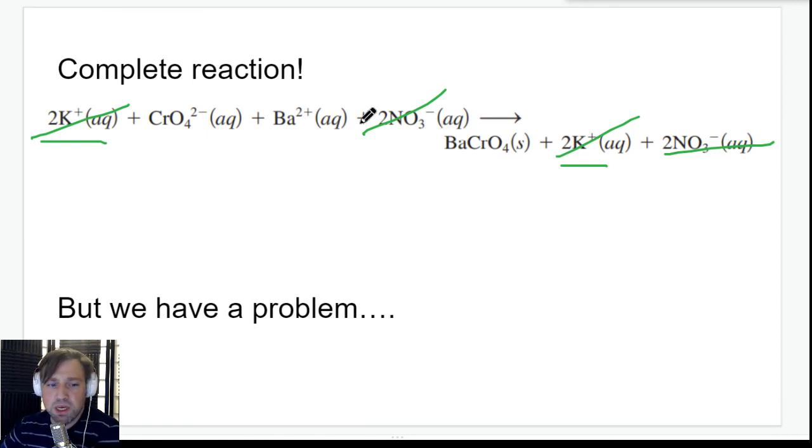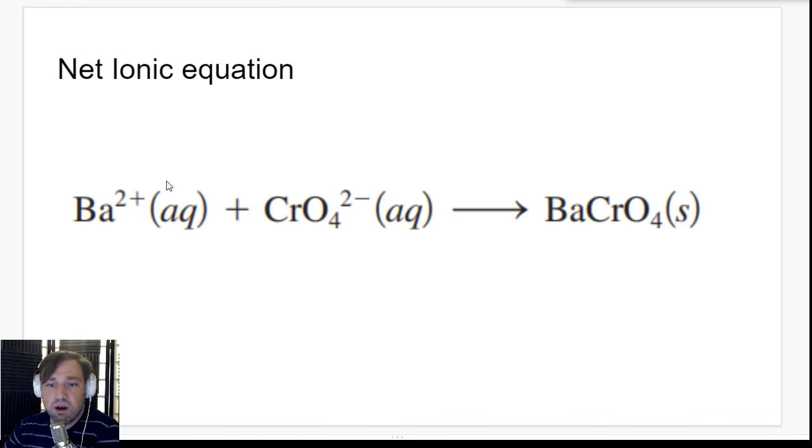All right. So there we go. Now, let me keep going. Here is our net ionic equation. You don't need to include those spectator ions, so it's just barium ions, aqueous, plus chromate ions, aqueous, will turn into barium chromate solid. That is our simplified, pared down net ionic equation.